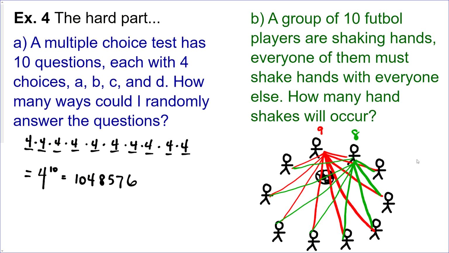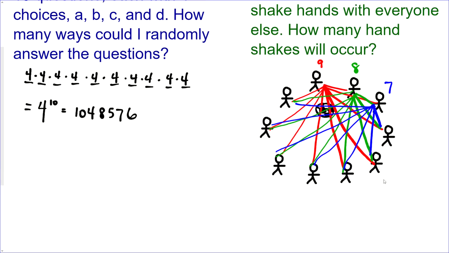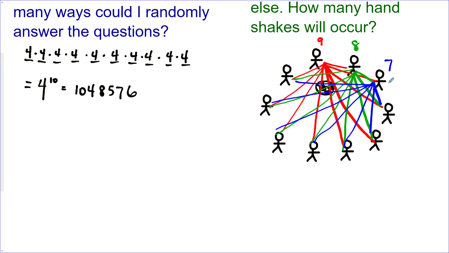And so on. So the next guy, he'll just need to shake hands with 1, 2, 3, 4, 5, 6, 7. So each of these guys has one less hand to shake. So this would be 6, 5, 4, 3, 2, 1, until we get to the last guy who actually doesn't need to shake anyone's hand because everyone's already shaken his hand.